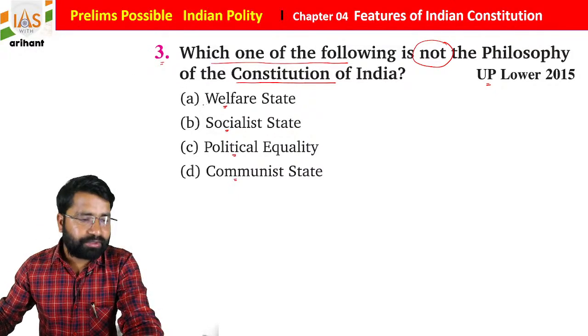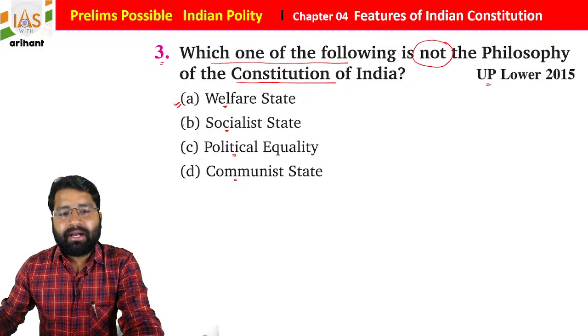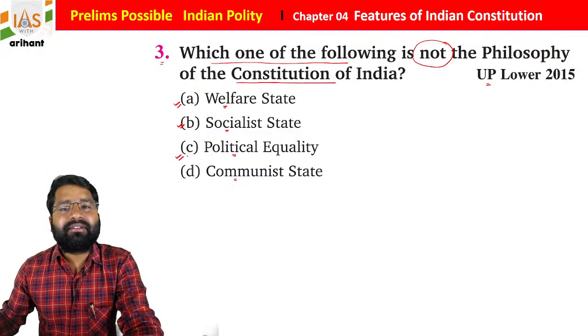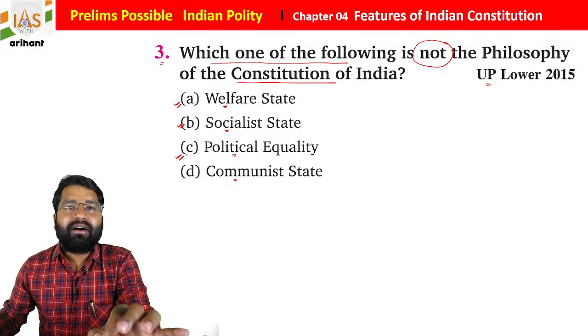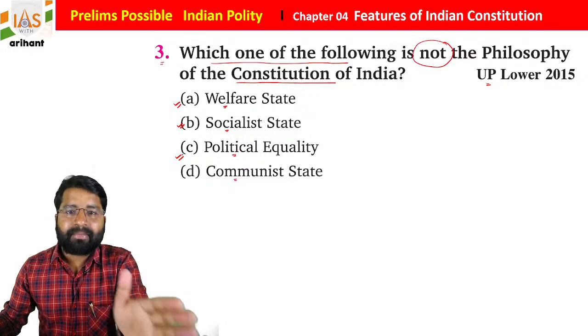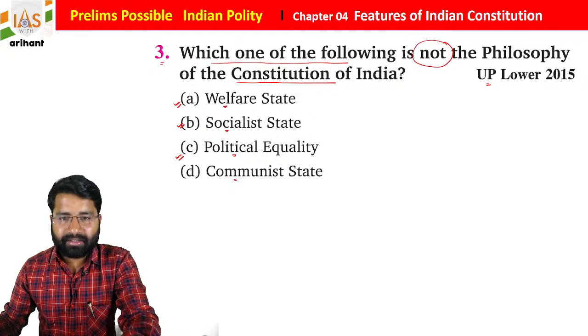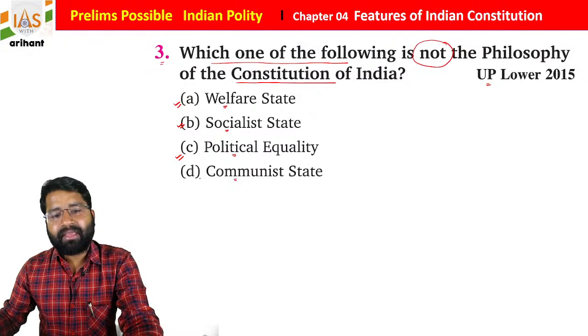So as you know, students, our constitution is discussing the welfare state. It is about the socialist state, and there is also political equality. So a person who is 18 plus is eligible to vote without any discrimination based on caste, sex, religion, creed, and so on. So there is political equality.